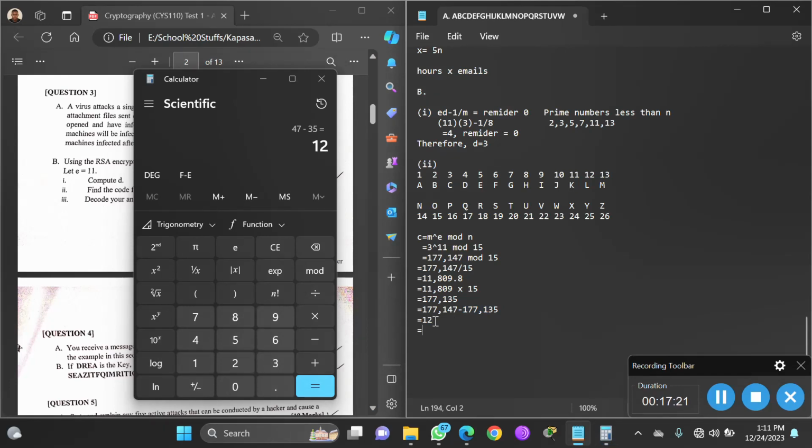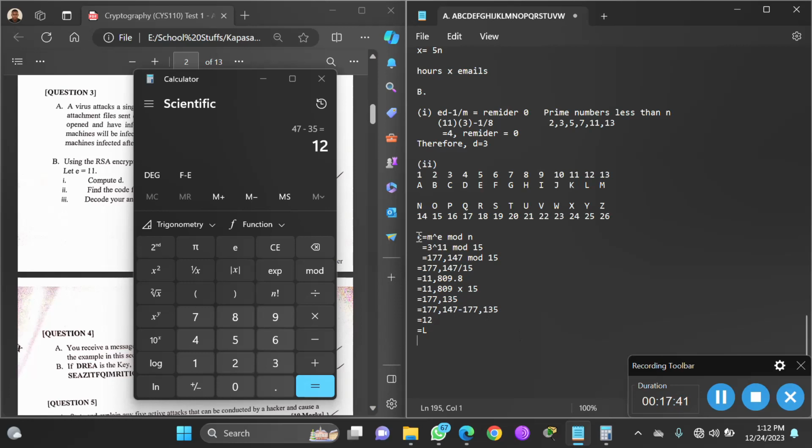So on the alphabet, 12 is equal to what? So as you can see, it's L. So when you encrypt C, you get L, meaning someone won't be able to understand what you have done. So let me repeat one more.